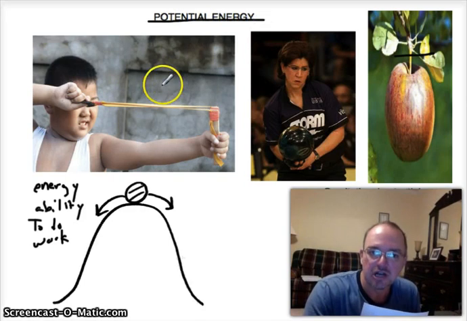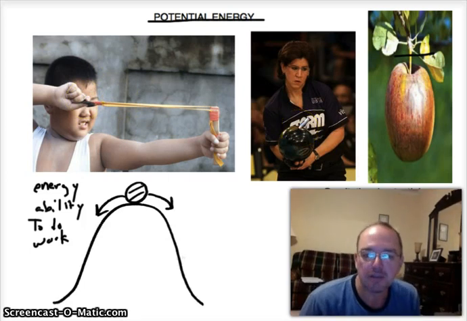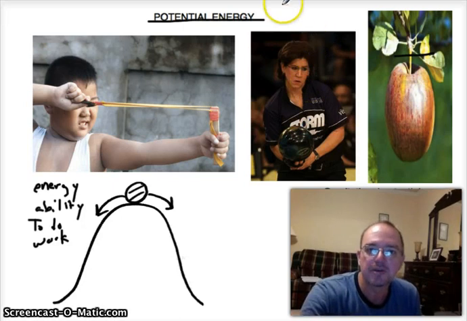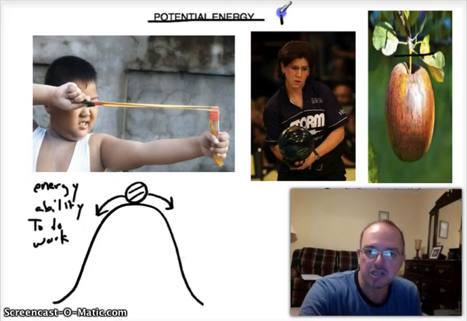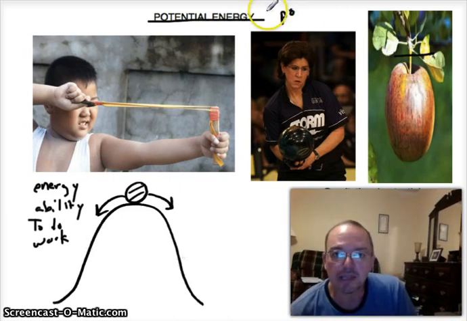This slingshot has potential energy. The rubber band has potential energy. The stone has potential energy. The bowler with the bowling ball has potential energy. All these are energies of position. Energy of position is called potential energy. I guess I can do that a little bit better with my pen here. Energy of position.